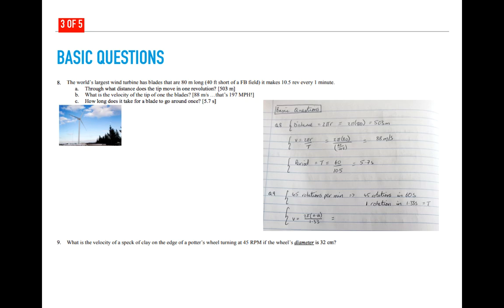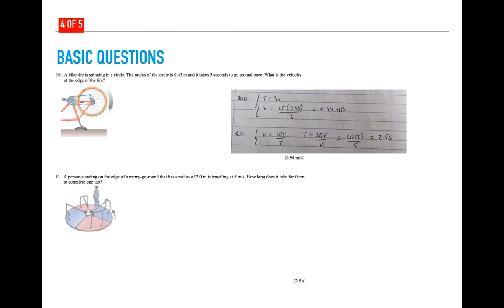Okay, question 9. It's 45 RPM, that's 45 rotations per minute, or 45 rotations in 60 seconds. The time for one rotation is 60 over 45, which is 1.33. That's the periodic time. You need that to use speed as distance over time again, with the distance equal to the circumference of a circle, and t being the periodic time. Okay, 10, same as the previous page, and 11, the same as the previous examples also.